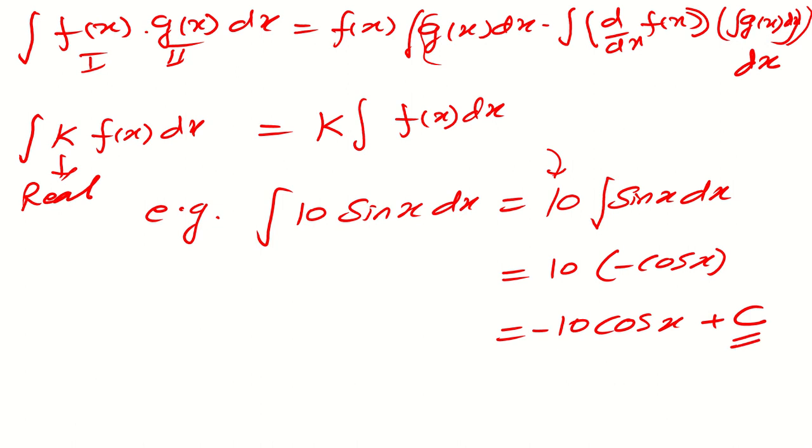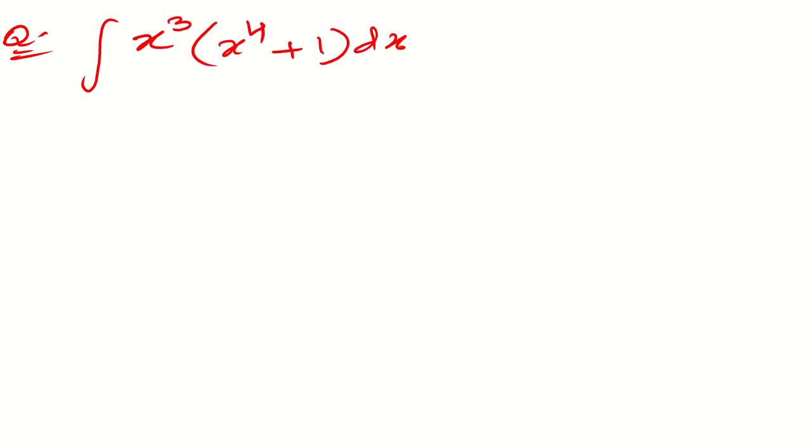So where is the problem, when we have seen some examples which we integrated easily? The problem is to write the function in integrable form. For example, if we want to solve the question x cube times x to the power 4 plus 1. We can do it in many ways, but so far we are discussing simplification.